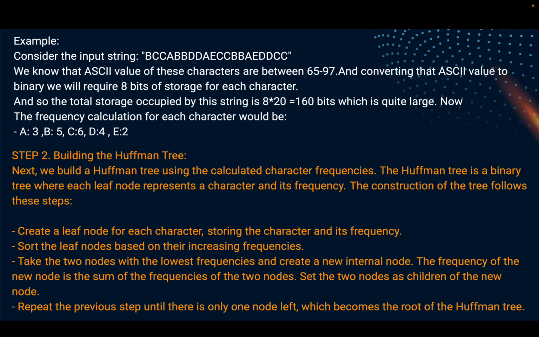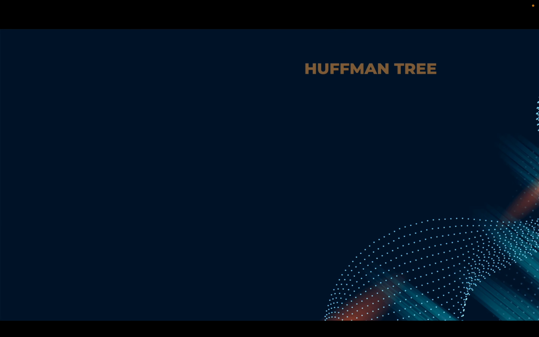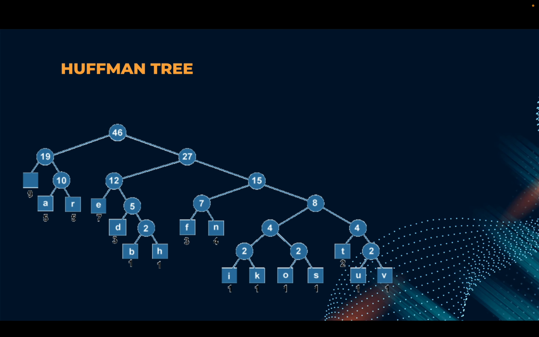Sort the leaf nodes based on their increasing frequencies. Take the two nodes with the lowest frequencies and create a new internal node. The frequency of the new node is the sum of the frequencies of the two nodes. Set the two nodes as the children of the new node. Repeat the previous step until there is only one node left, which becomes the root of the Huffman tree. You can have a look at this Huffman tree.